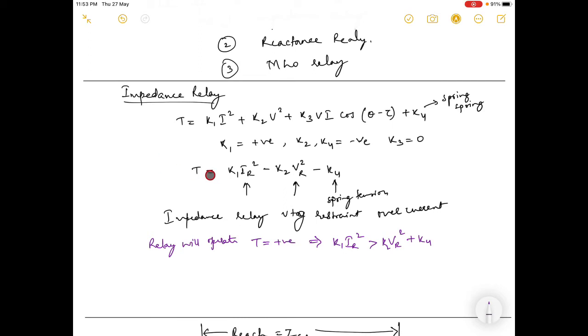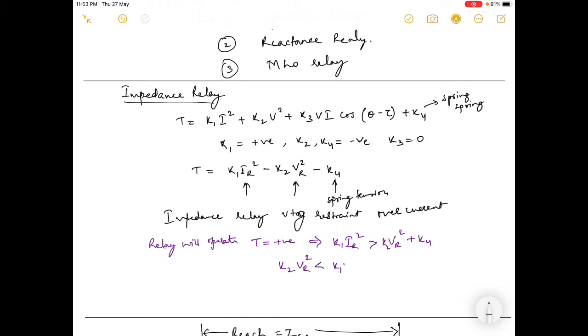Fine. So this term should be greater than 0, then only T will be positive, correct? So this term greater than 0, so these two terms I have brought this side. Okay, hope you got it. Now I'll write this term LHS just like the way I did previously.